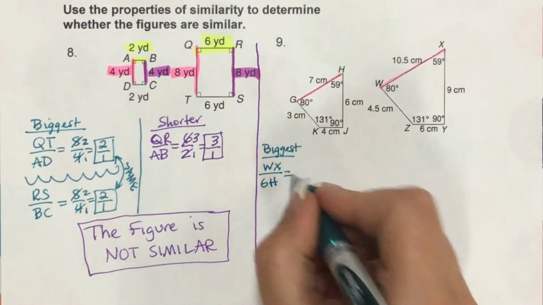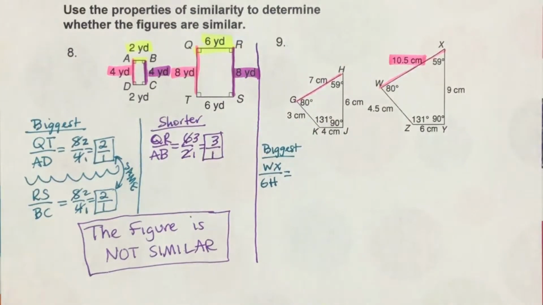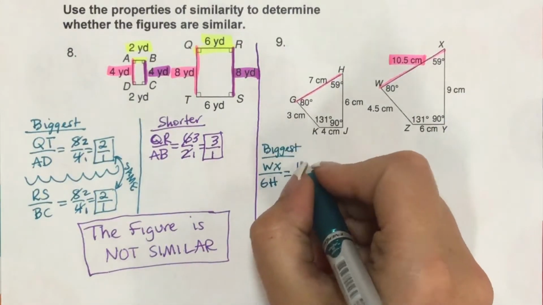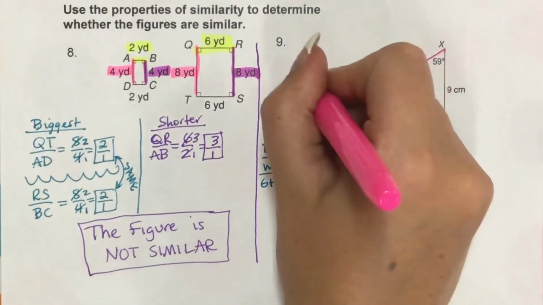And then we're just going to fill in the numbers. So WX is 10.5 over 7.